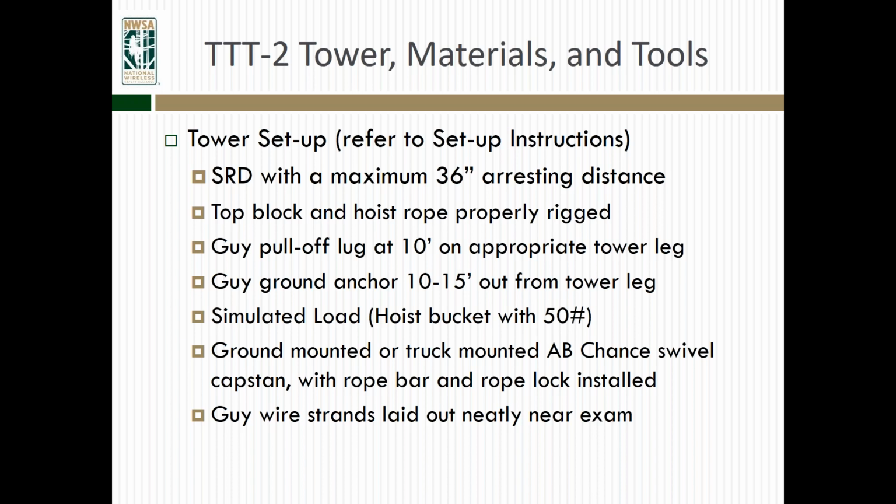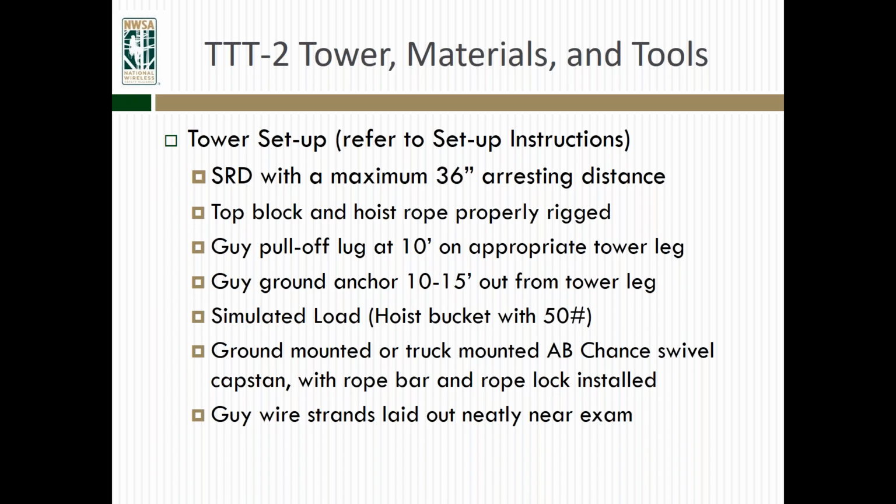Also for the Triple T2, you need to install the guide pull-off lug at the 10-foot mark on the appropriate tower leg, and then also a guide ground anchor 10 to 15 feet out from the tower leg. So that's where they'll make the connections from the guy wire from the tower down to the ground. So those need to be installed properly on the right tower leg. You also need to have a simulated load, a hoist bucket with 50 pounds in it, a 50-pound sandbag, some weights, something like that.